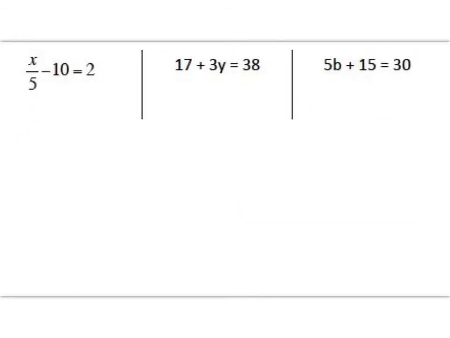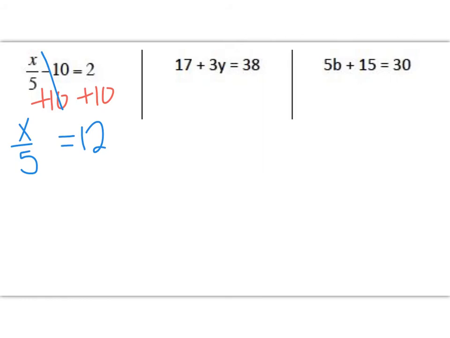So let's do a couple of these to check or to solve. So this first one is x divided by 5 minus 10 equals 2. So the first thing I want to do is look for what is being added or subtracted to the side with the variable. The 10 is being subtracted, which means I need to add 10 on both sides. So let's walk through this. The x divided by 5 would stay the same. The minus 10 and plus 10 cancel each other out. Bring down my equal sign. And then 2 plus 10 equals 12.